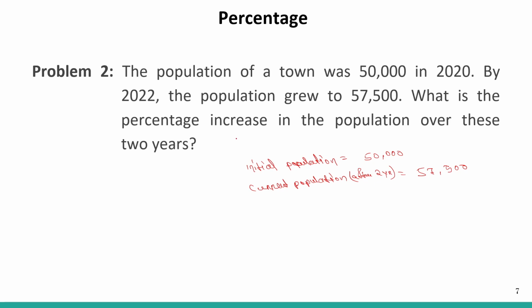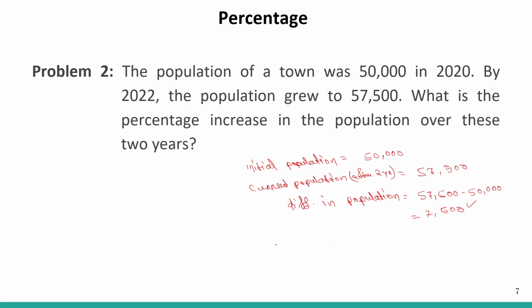In order to calculate the percentage increase, we go to step 1, that is, calculate the difference. The difference in population is equal to 57,500 minus 50,000, which is nothing but 7,500. That is the difference.